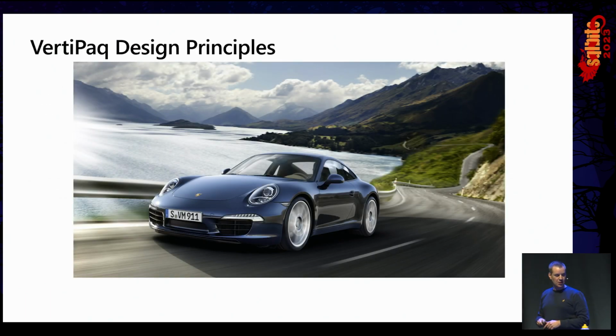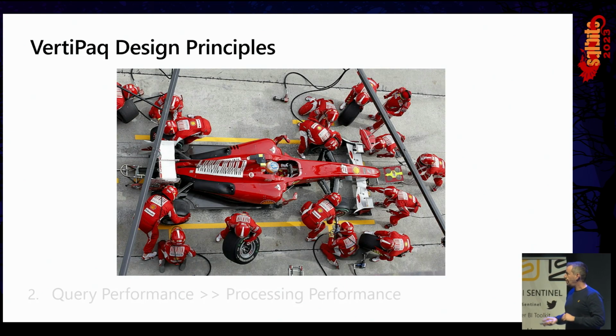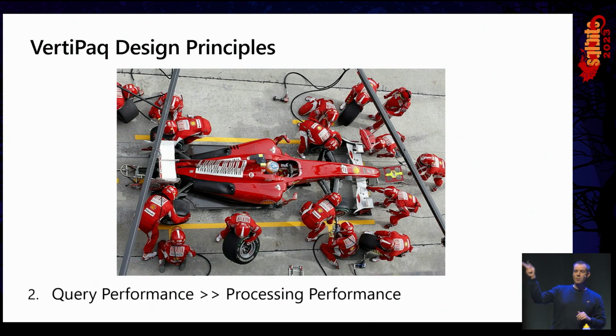So, design principles: performance, performance, performance. That's how we build it. That's what it needs to do. It needs to perform. Query performance is more important than processing performance. So we really optimize for querying and not for processing. This is different in, for example, multidimensional.